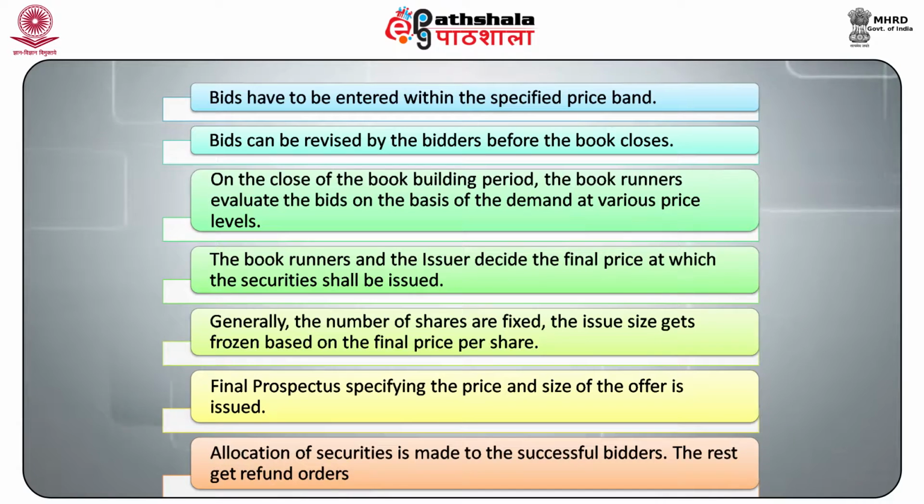The issue size gets frozen based on the final price per share. The final prospectus specifying the price and size of the offer is then issued. Allocation of securities is made to the successful bidders and the rest get refund orders.